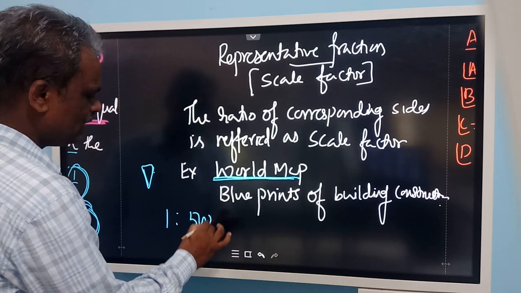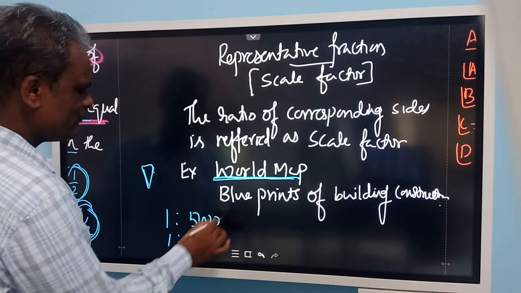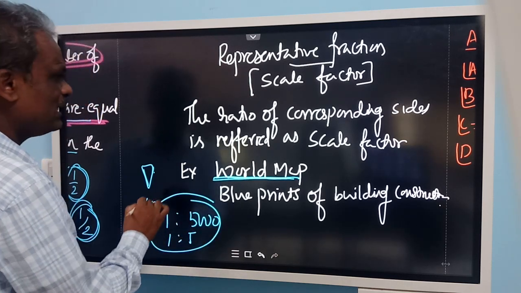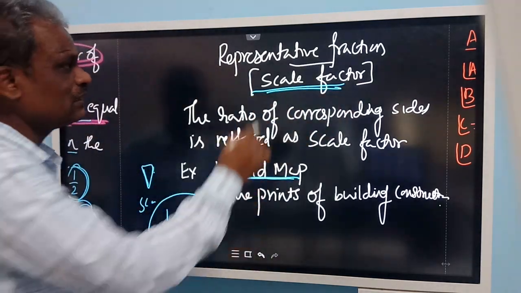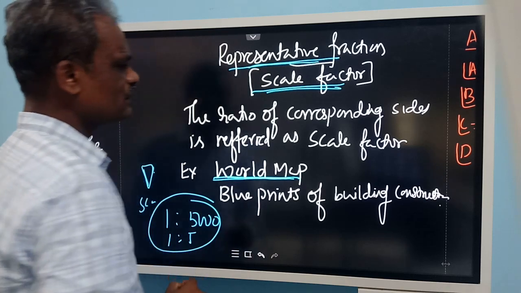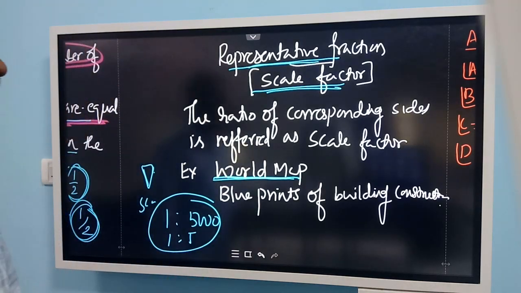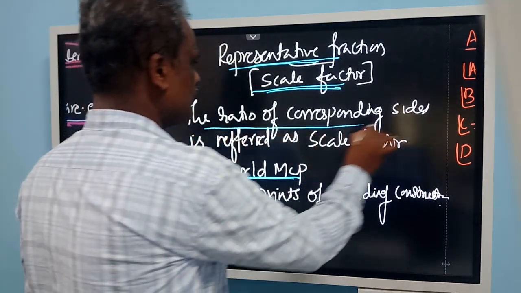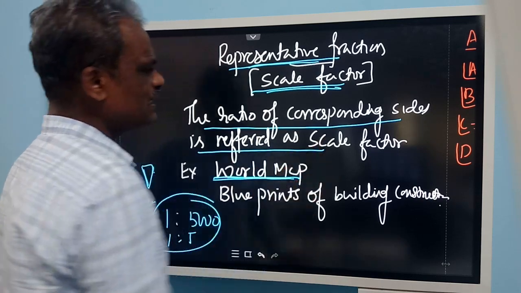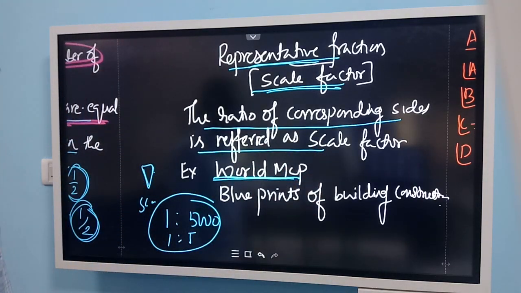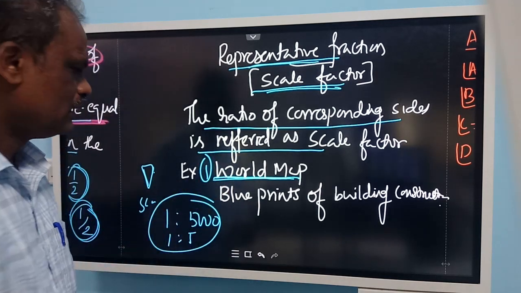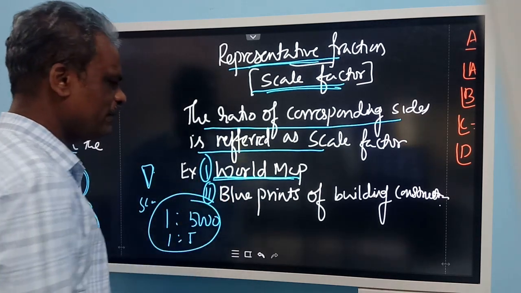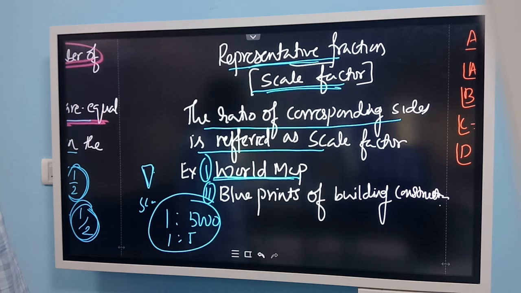1:5,000 or 1:5. Like this, we take a scale. So that is called as scale factor, or it is also called as representative fraction. What is representative fraction? The ratio of corresponding sides referred as a scale factor or representative fraction. We use this in drawing the maps and also while making the blueprints of the buildings.